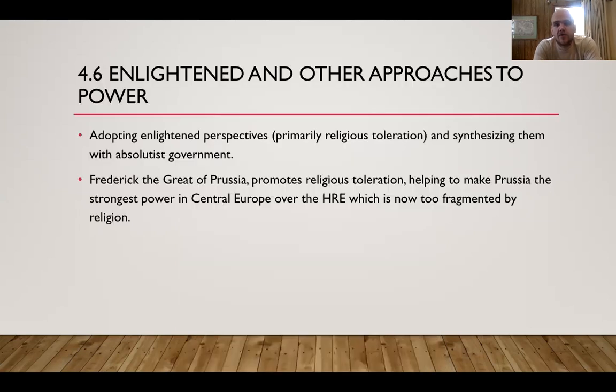4.6, Enlightened and other approaches to power. So this is mainly about enlightened absolutism, right? And combining or synthesizing absolute monarchy and enlightened conceptions, especially with religion, right? So your enlightened monarchs largely are going to be the ones who adopt religious toleration. So, you know, toleration doesn't mean they're going to invite every single type of religion in the world out there.